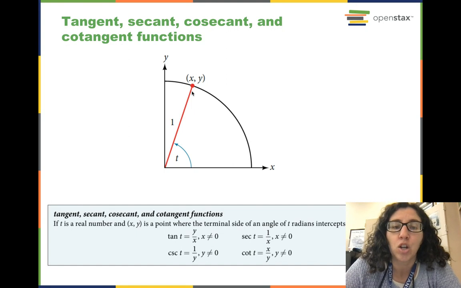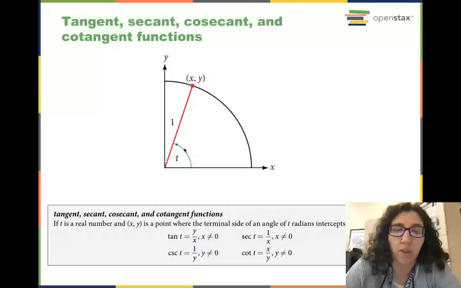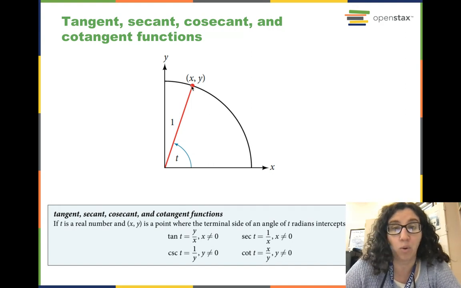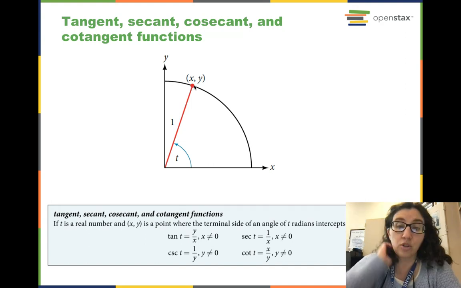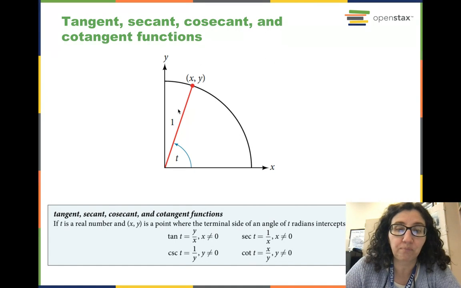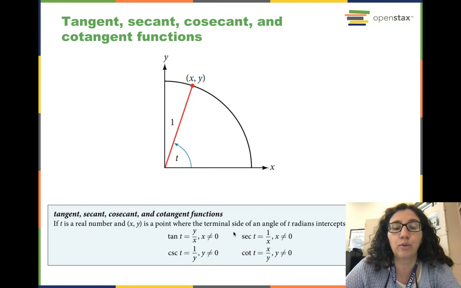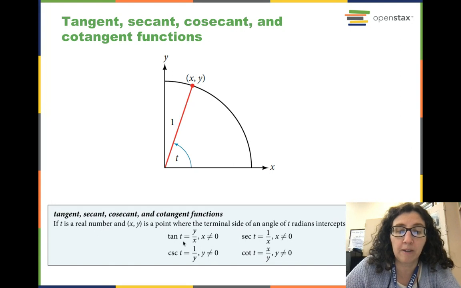So we've already talked about this. If we have an angle T in standard position, here's the initial side and the terminal side. Here are our x, y values where that would intersect with the unit circle. This has radius 1, right? And we've already talked about this: x would be the cosine, and the y value is the sine of this angle T, okay? Well, here's the definition of the last four trig functions.